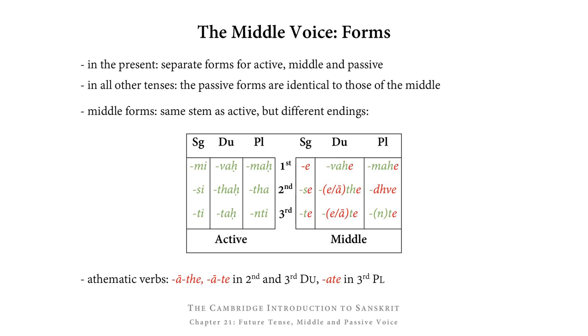One final note, athematic verbs have basically the same endings as their thematic counterparts, but as was just mentioned, we have in the second and third dual athe and ate, whereas in thematic verbs we have ethe and ete. And in the third plural, we have in thematic middle verbs the ending nte, but in athematic verbs we have ate. Remember this, especially because ate very much looks like a third-person singular form and therefore could easily confuse you.